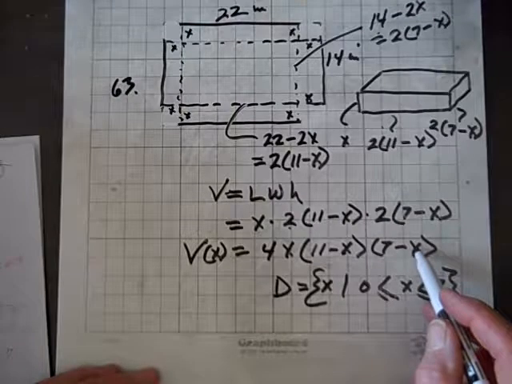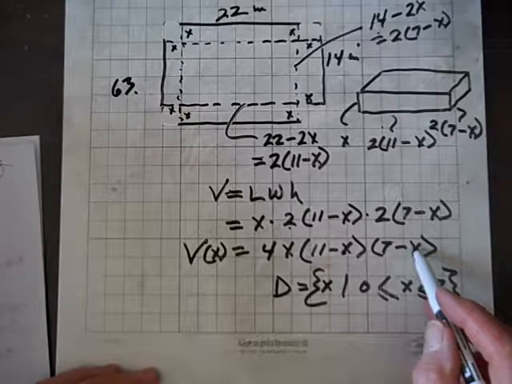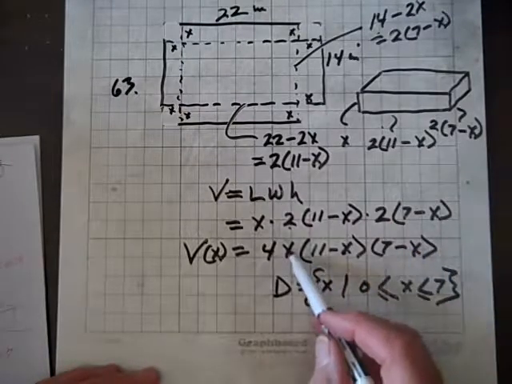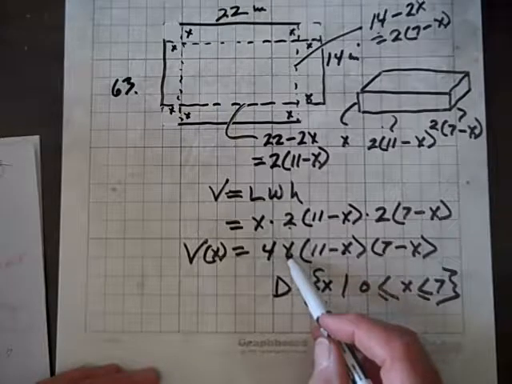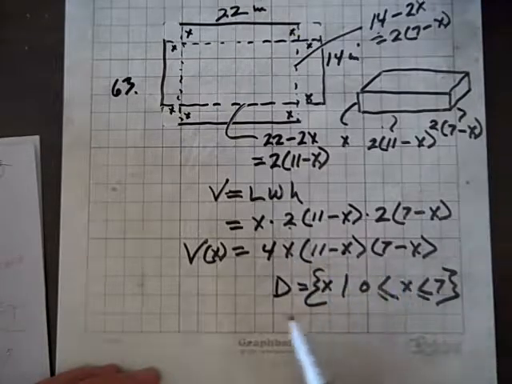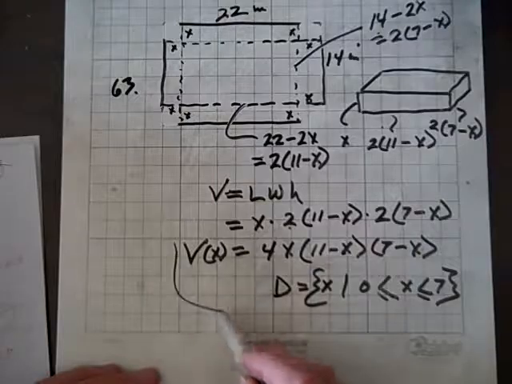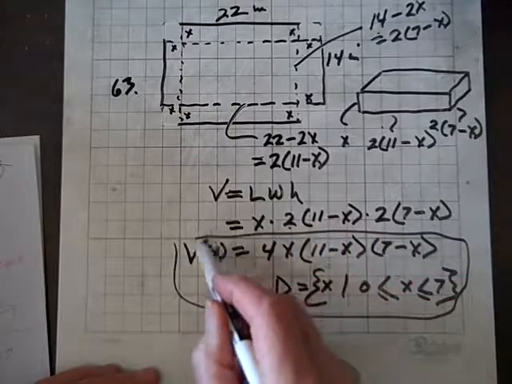Because if x is greater than 7, we'll get a negative length here, and that's nonsense. If x is less than 0, again, we'd have a negative height, and that's nonsense. So anyhow, there's our function, and we threw in the domain with it.